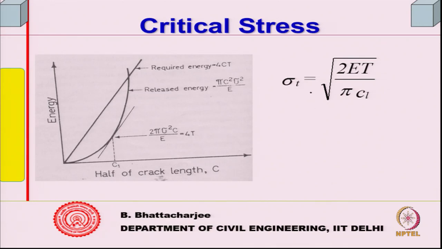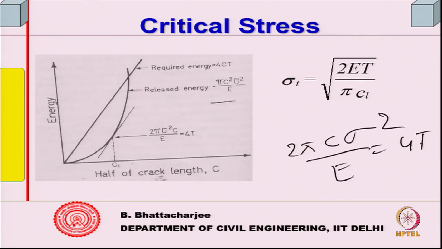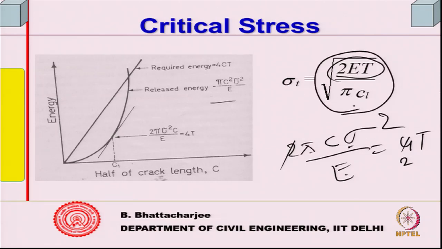Sigma you can derive from this, because if you differentiate this, you get twice pi c sigma square by E equals 4t, and this is 2. So, sigma square equals 2tE divided by pi c. So, sigma becomes the critical stress at which, for a given c, the fracture will progress spontaneously. So, you see critical stress is proportional to this.